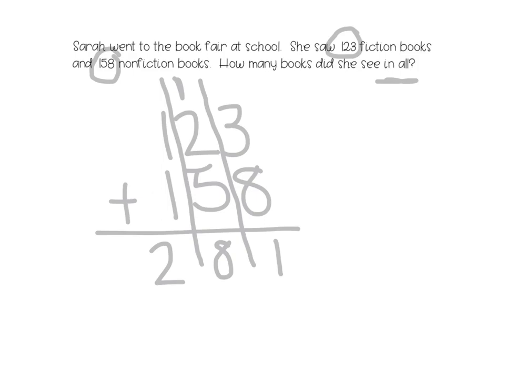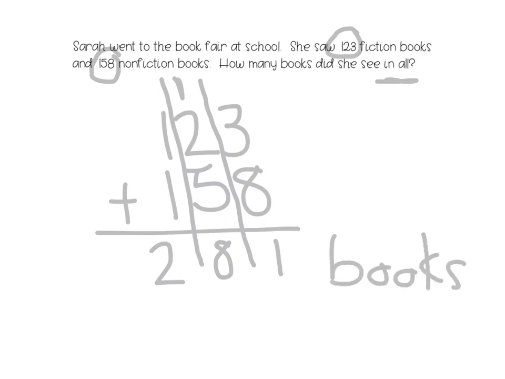But 281 what? 281 cows? What is that number? 281 what? Well, let's go back in our story problem and find out. If I look for my question, which is right here, there's my question, and I know it's a question because it ends in a question mark. I'm going to read that question again, and then I can figure out what I need to label my story problem. So it says, how many books did she see in all? Well, I want to know how many books. So that would be my label, books.